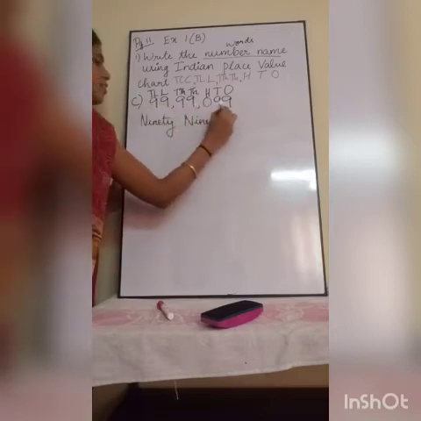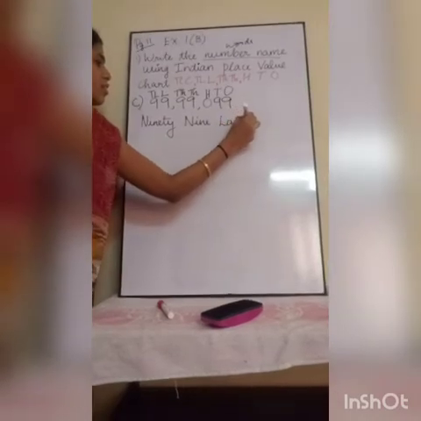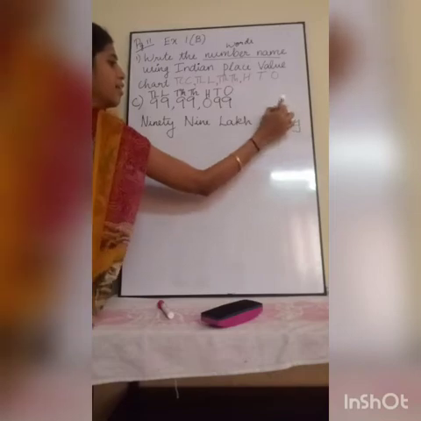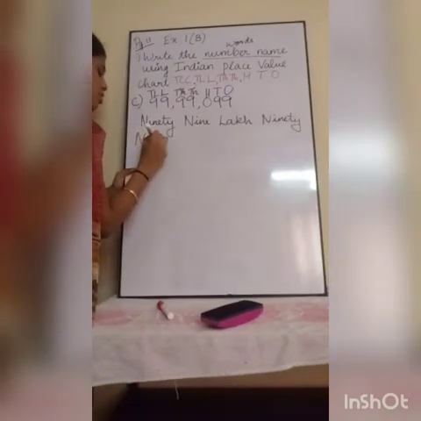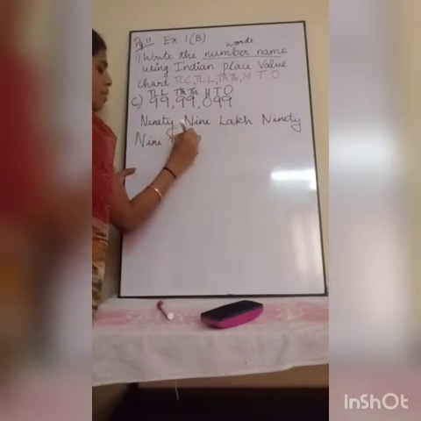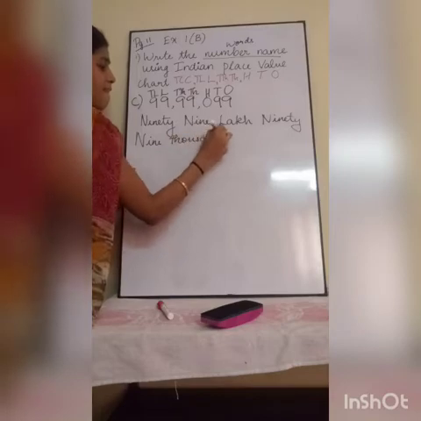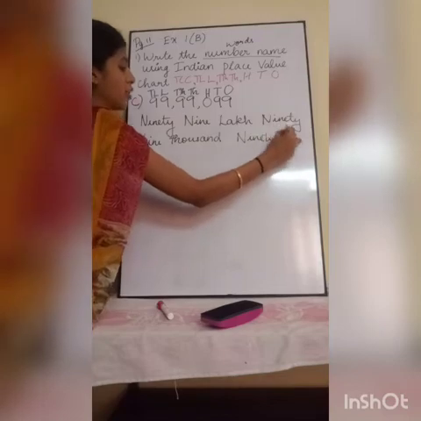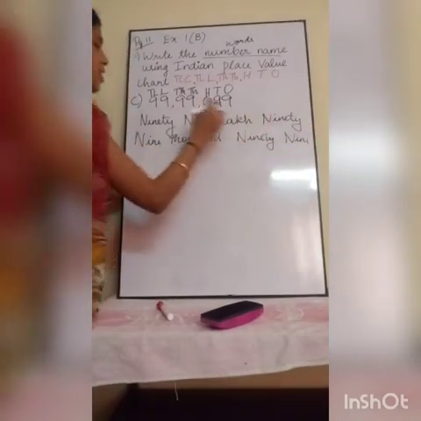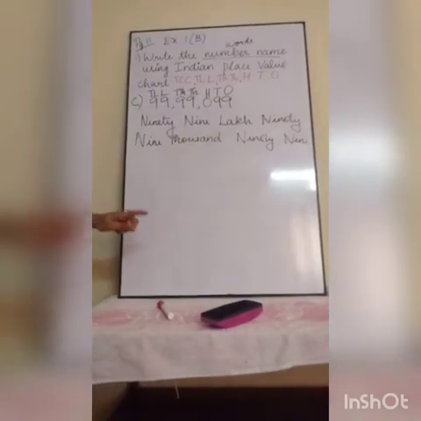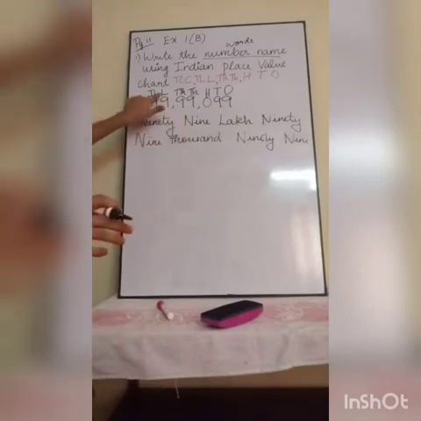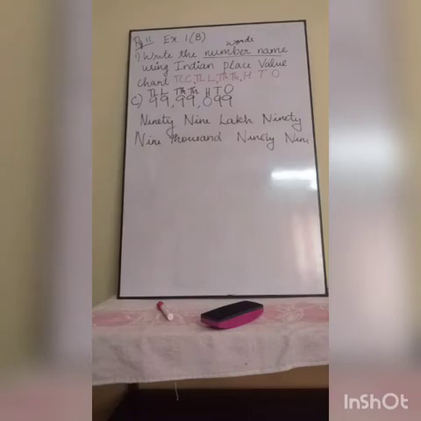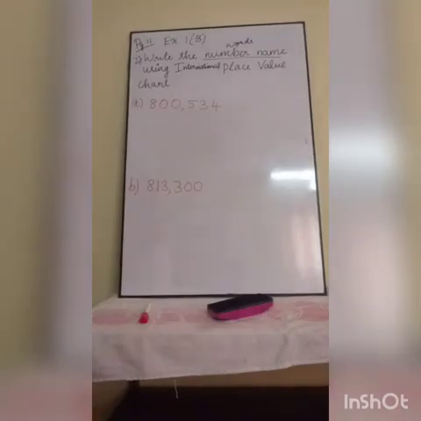99 lakh, 99,000, 99, because 100 is not there. Listen, here 100 is not there, so I am not writing 100 here. 99 lakh, 99,099. Understood? Next is your second problem.